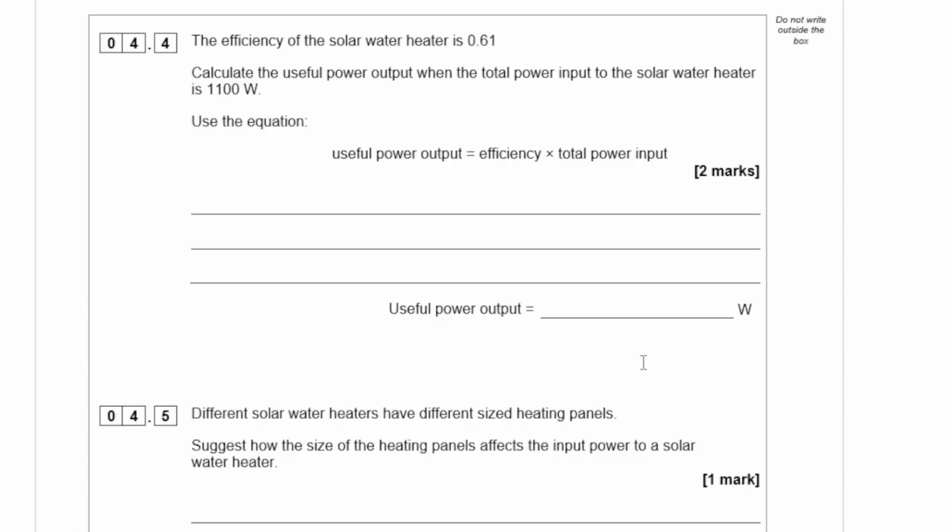The efficiency of the solar water heater is 0.61. Calculate the useful power output when the total power input to the solar water heater is 1100 watts. Use the equation: useful power output is equal to the efficiency, which is 0.61, multiplied by the total power input, which is 1100. That gives me 671 watts.